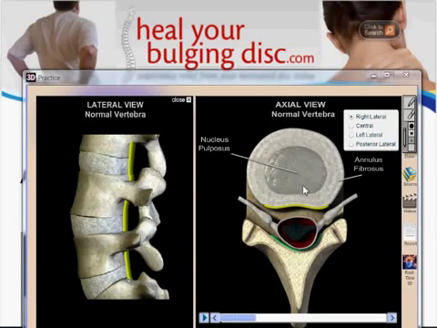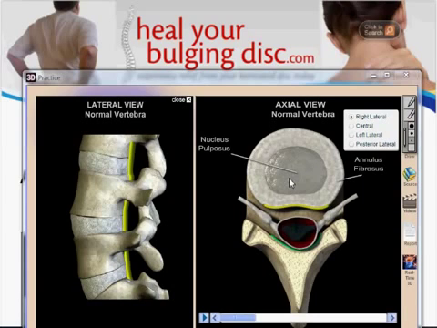So what the disc depends on is the oxygen and nutrients that are within the nucleus in order for it to continue healing. Now we'll start with a bulging disc because essentially these conditions are all the same exact problem, but they're different stages of the problem.